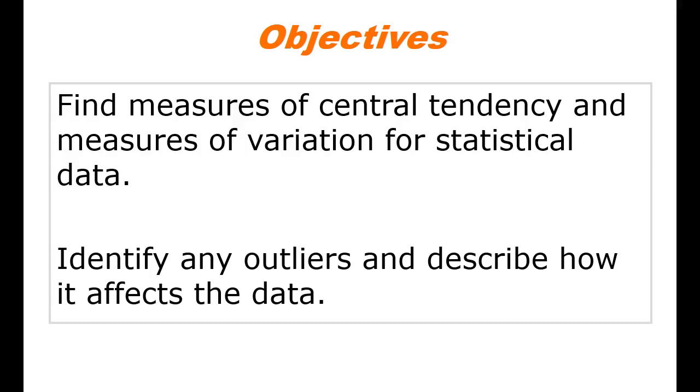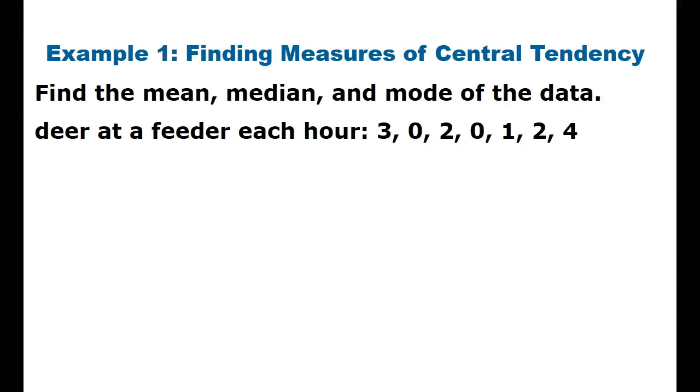First, today what we are hoping to do is to talk about something called central tendency, which you have actually learned in the past, and something called variation, which is something you've learned probably a bit in the past. And we also want to talk about how to successfully identify outliers in data and describe how they affect the data. Let's start by talking about measures of central tendency.